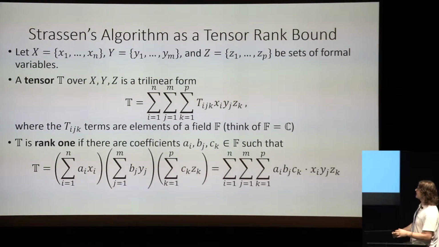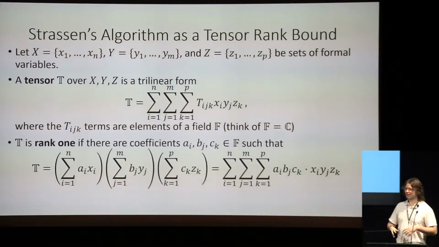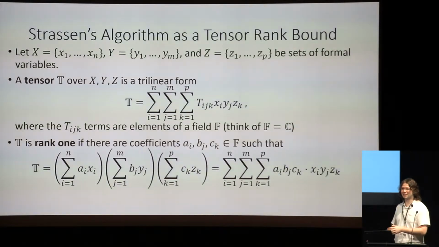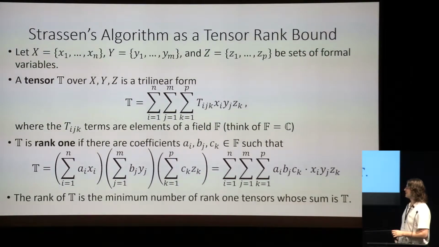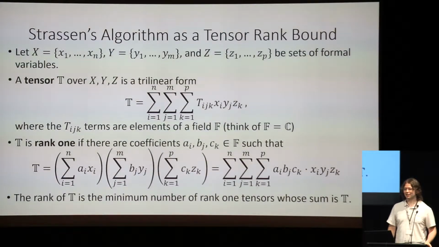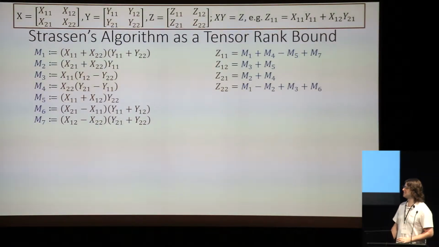Well, we say it has rank 1 if it can be written in this form, if it's a product of a linear combination of x variables times a linear combination of y variables times a linear combination of z variables. And then more generally, the rank of the tensor is the minimum number of these rank 1 tensors whose sum gives the tensor T. This definition is really similar to the rank of matrices that you may be more familiar with. So how do I rewrite Strassen's algorithm as a tensor rank bound?